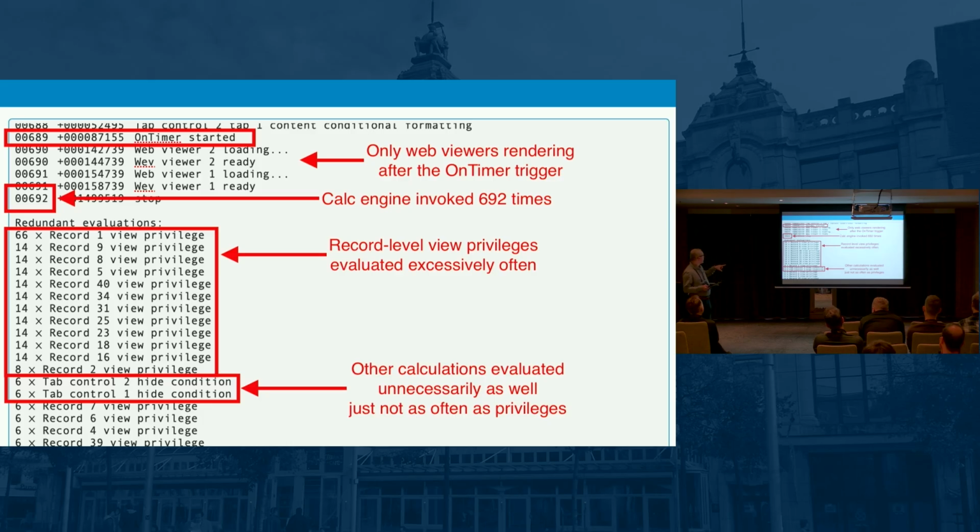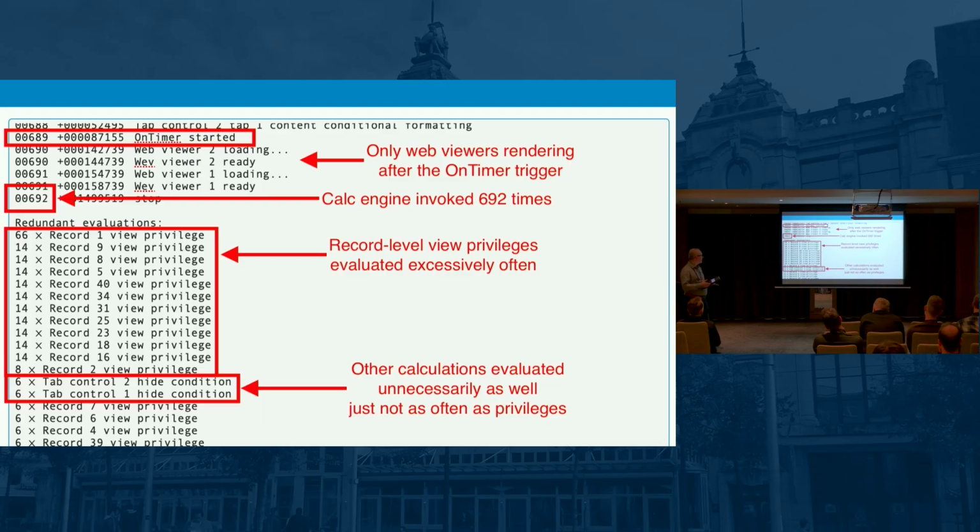And the even worse thing is there are many calculations that are evaluated unnecessarily often. This database has 40 records. The layout is based on the first record, and the portals are showing records from 2 to 40. So the first record is only shown on the layout itself, not in the portals. Yet, the privilege to view that first record is evaluated 66 times. I'm asking why.